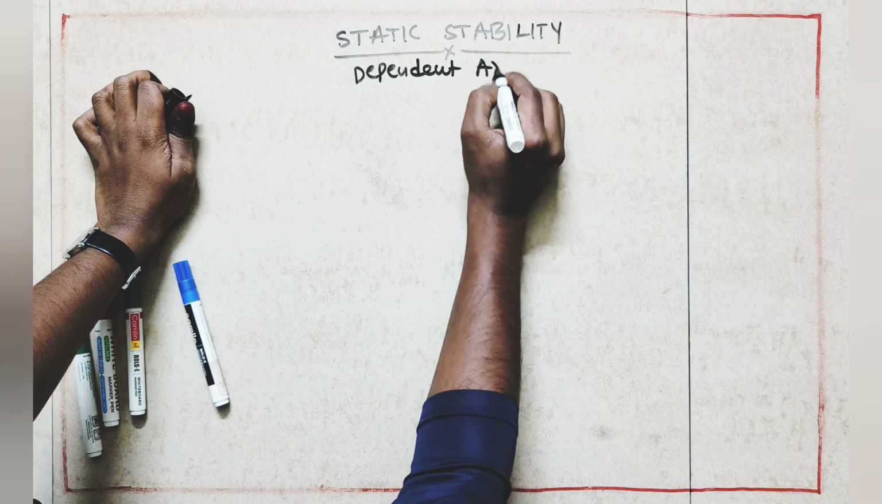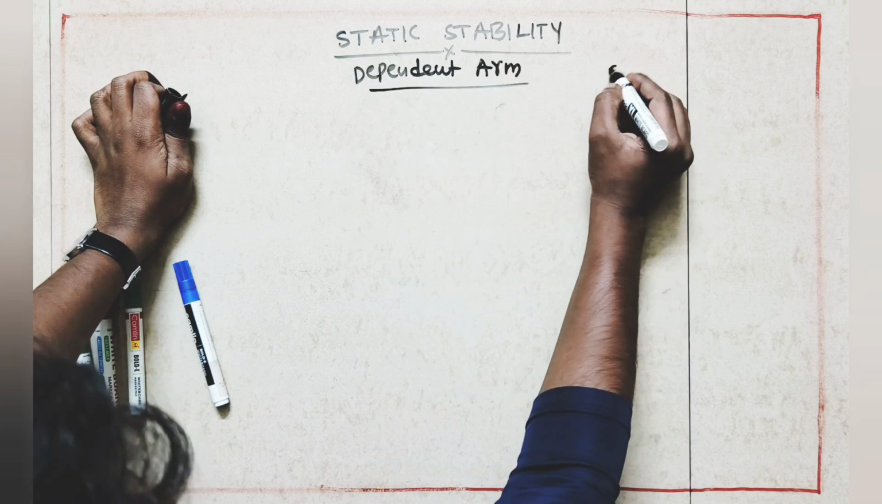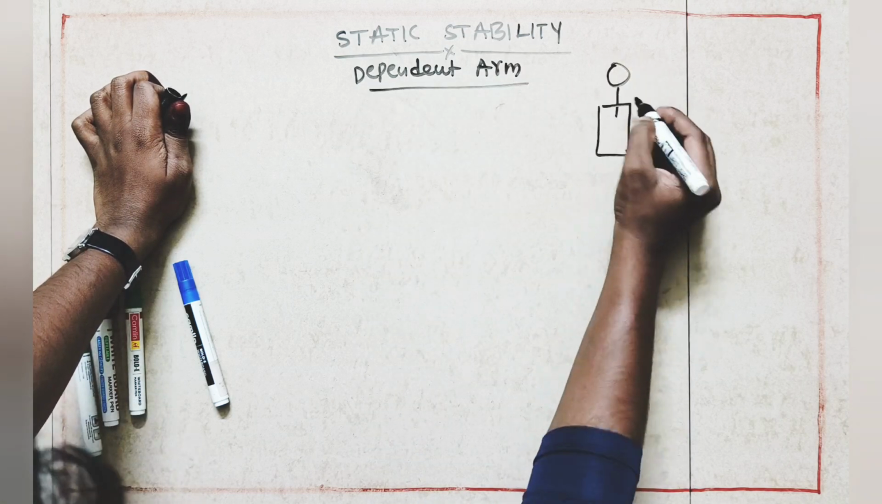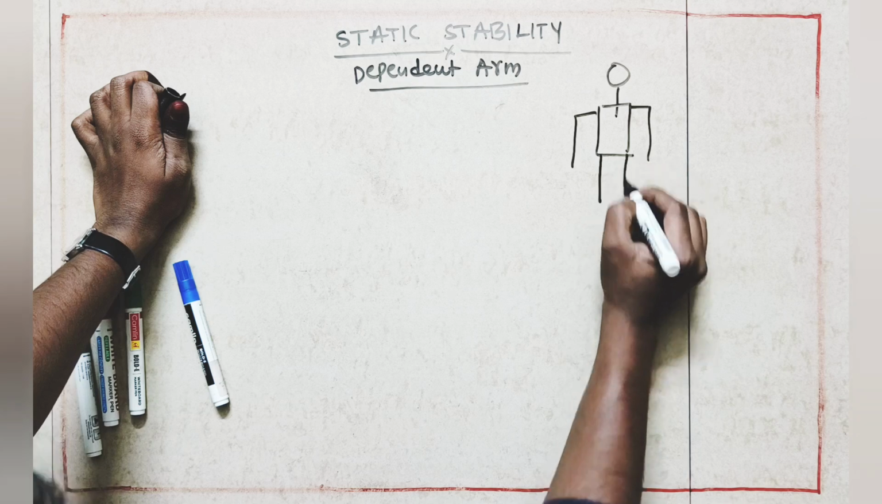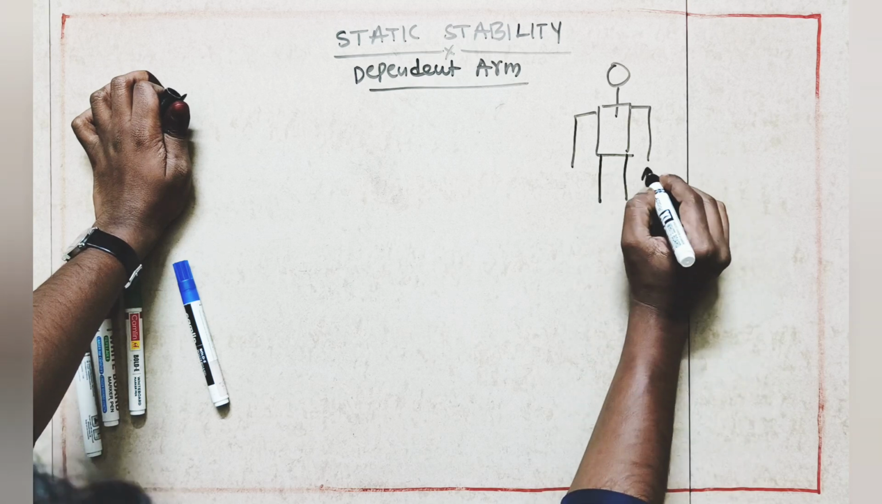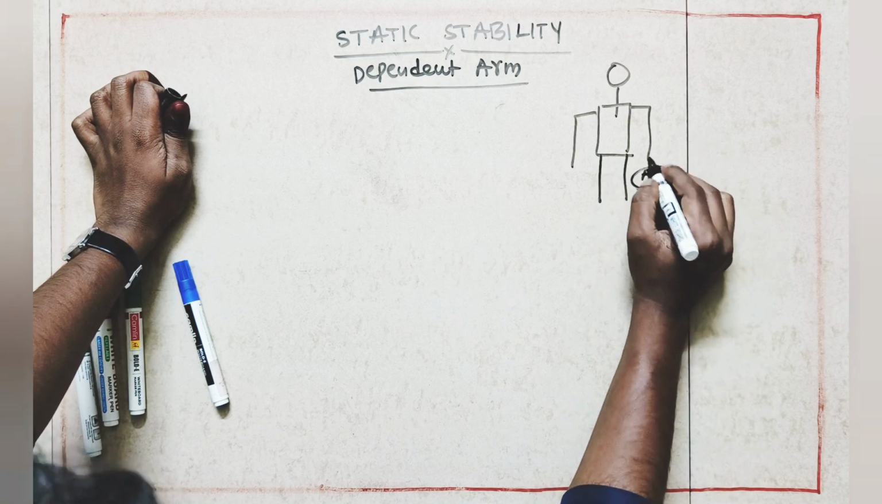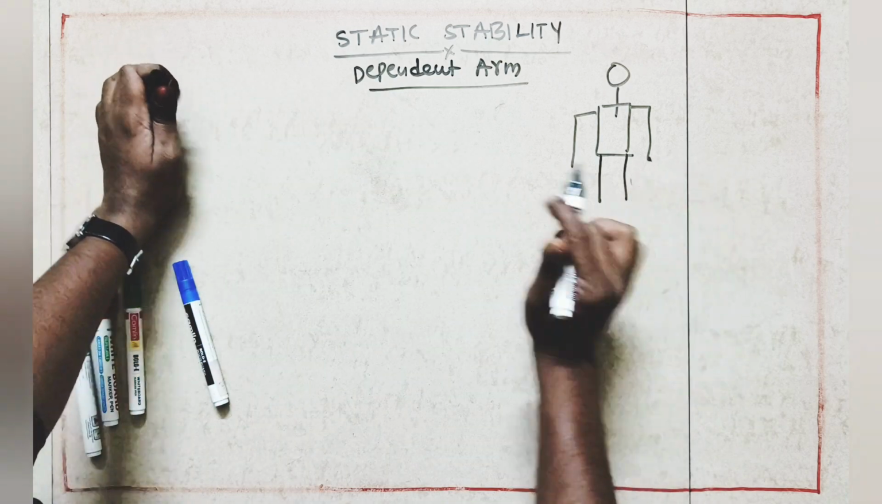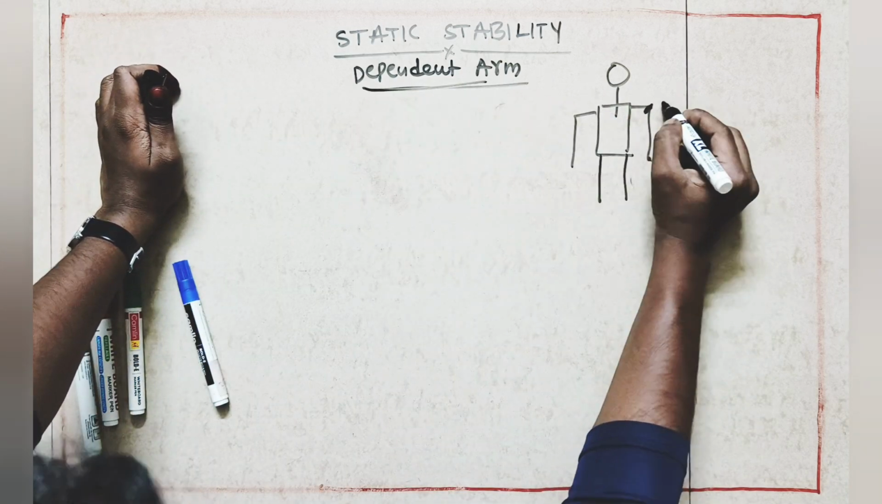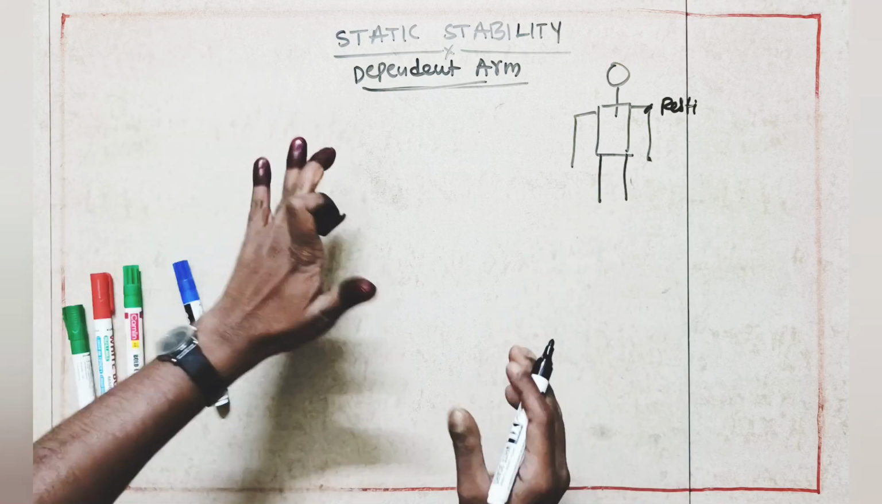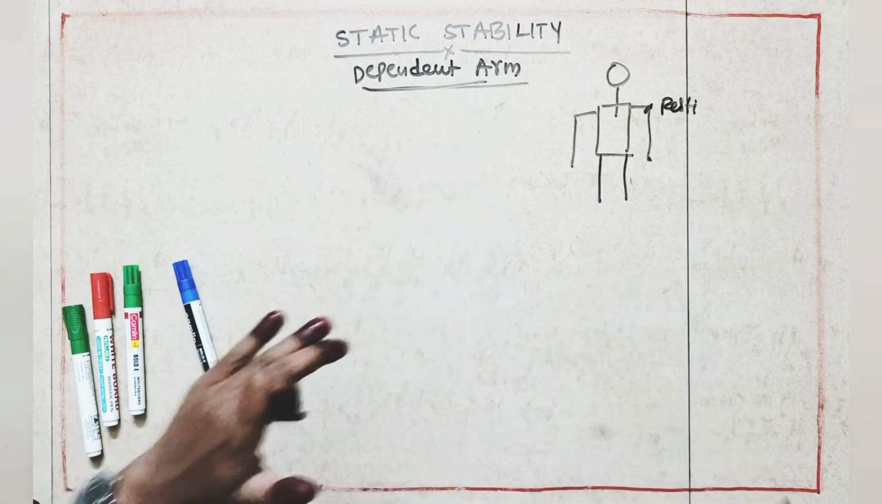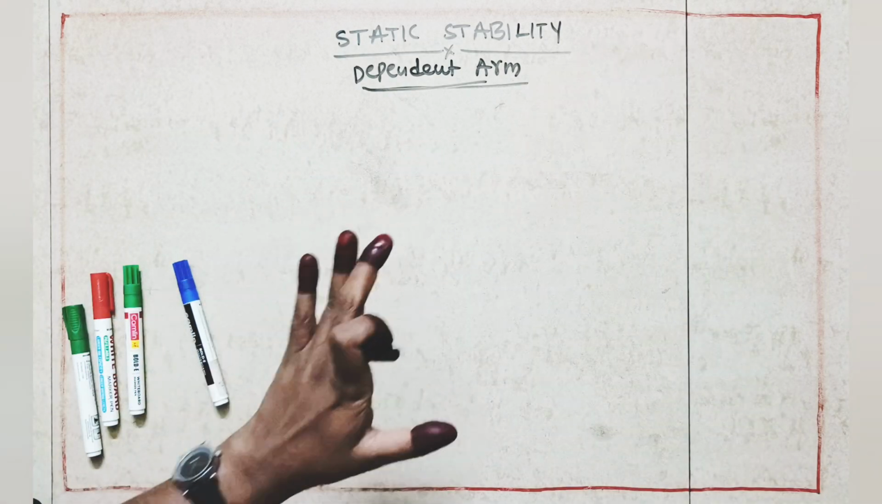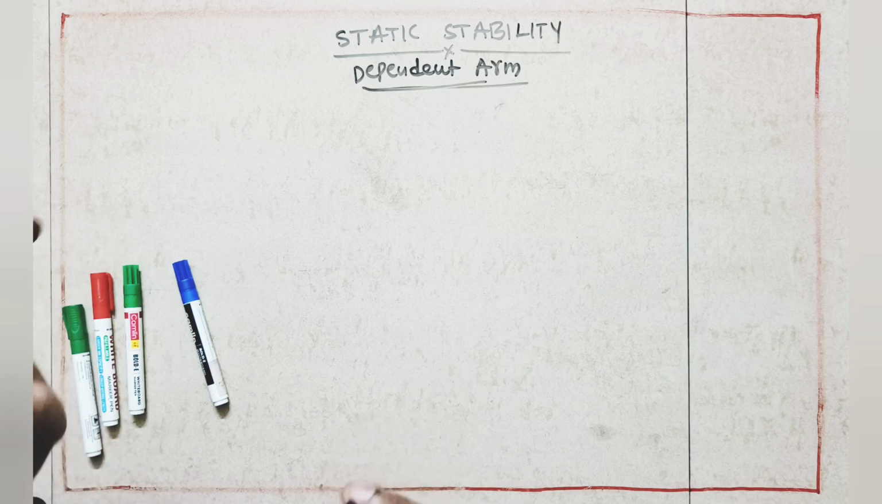Dependent arm. What does it mean? Suppose one person is in standing position. If he is not carrying any weight through his upper limb, through his hand, that is nothing but the dependent arm. So here the arm will be in resting position. If the arm is in resting position, how the shoulder joint stays in the same anatomical position, that is nothing but the static stability.